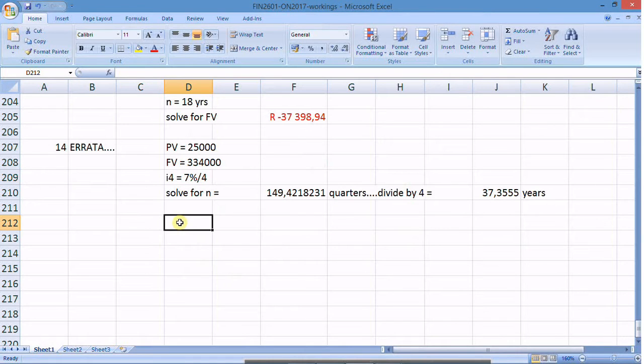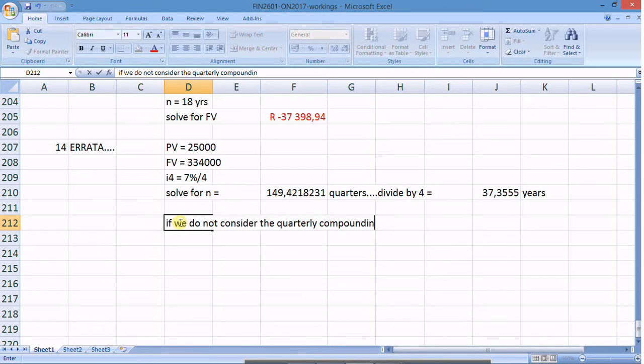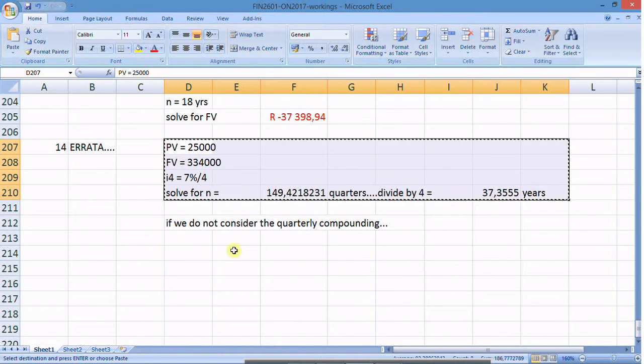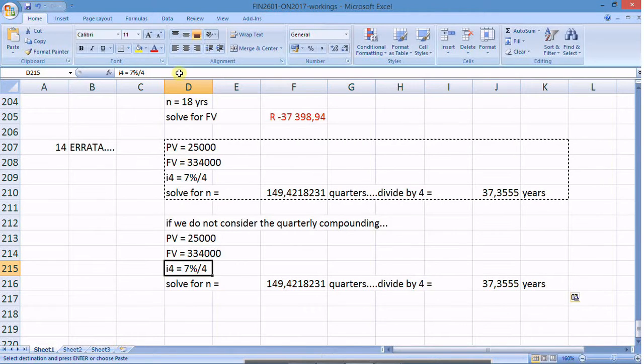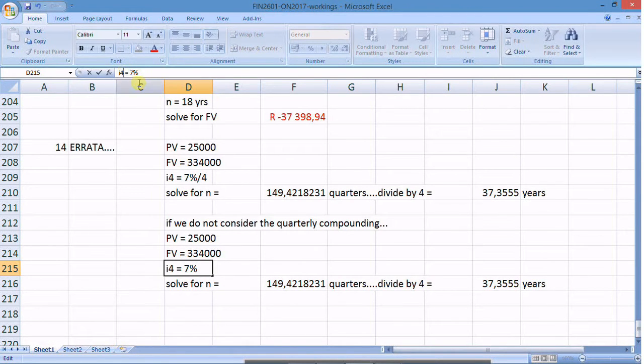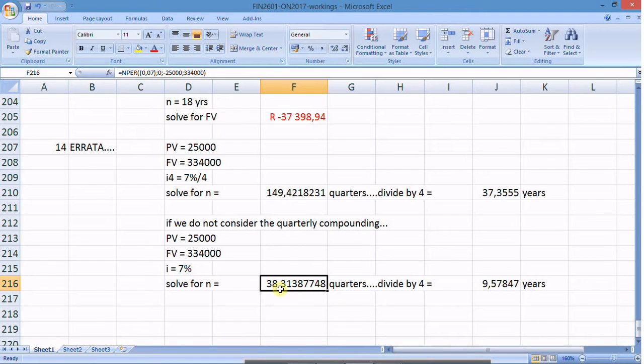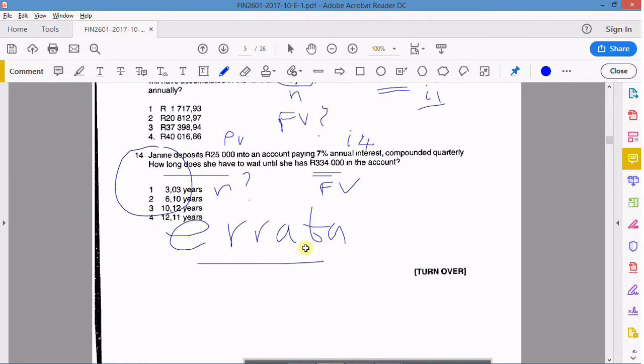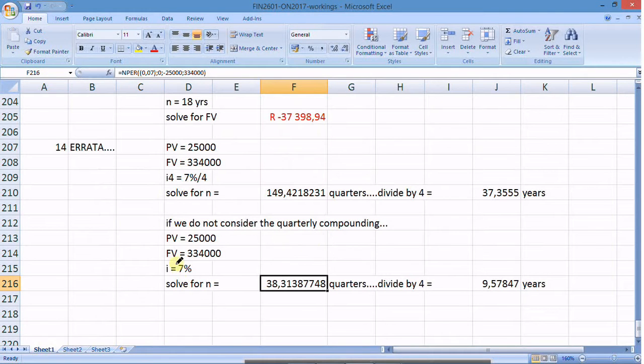So if we do not consider the quarterly compounding, right, then you would have the same thing here, except you're not going to divide by 4. Okay, and then you delete that. Okay, there you get 38.31, and then if you divide that by, you get 9.7. Also not there, so I don't know what they did. I just checked that now. Yeah, so I don't know what they did.